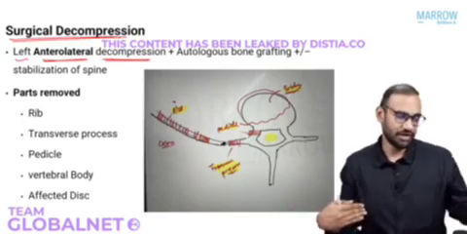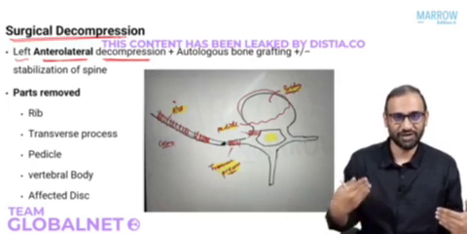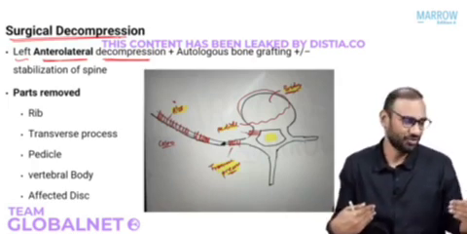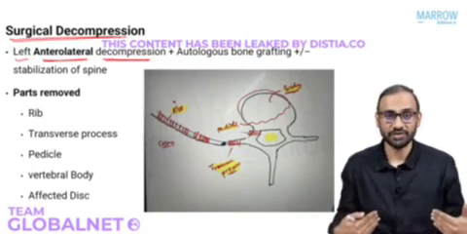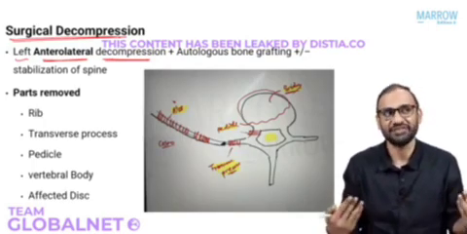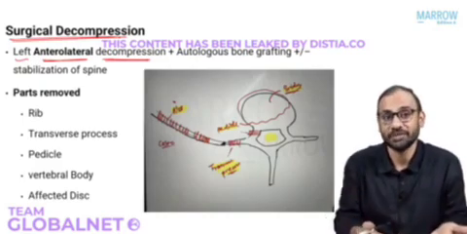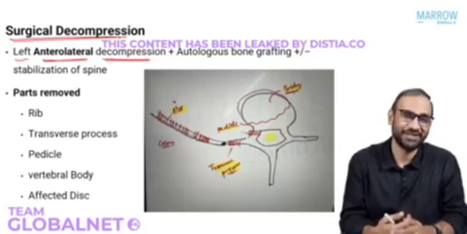Right anterolateral, left anterolateral. If you go from the right anterolateral, you will encounter inferior vena cava. And if you go from the left anterolateral, you will encounter the aorta. Which side will you prefer for decompression? Or rather, which structure would you rather encounter while you are operating? Don't say inferior vena cava.